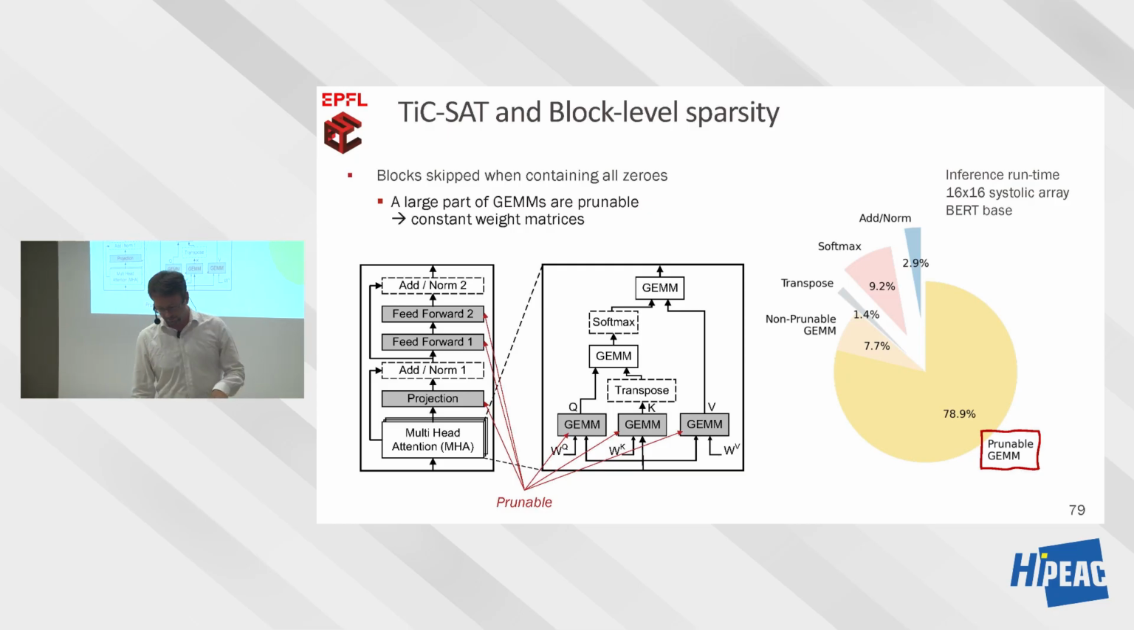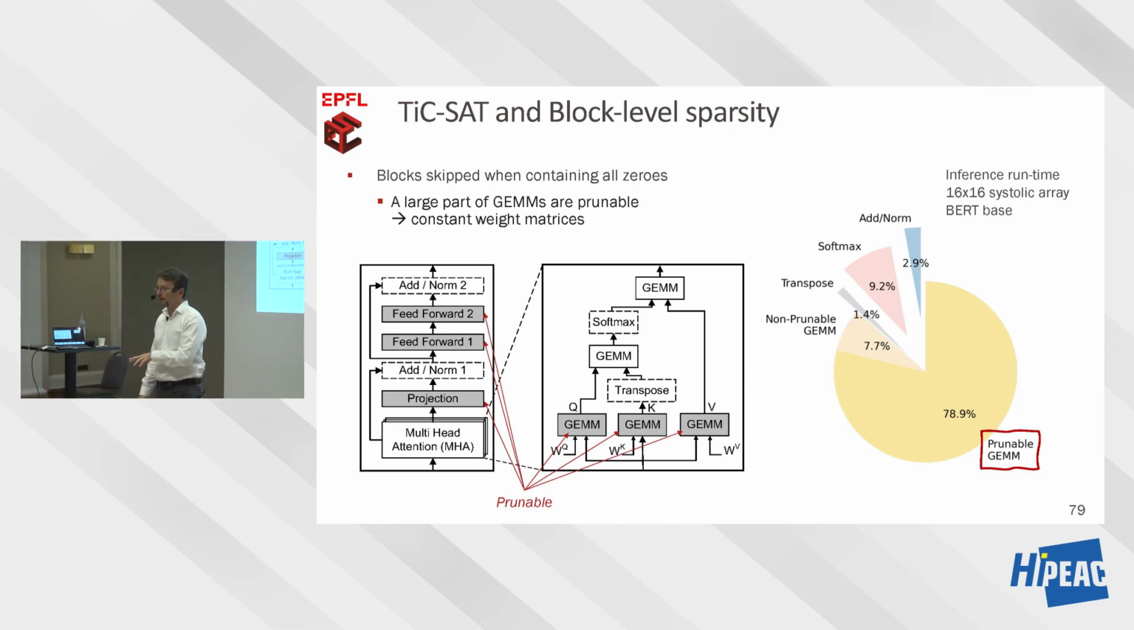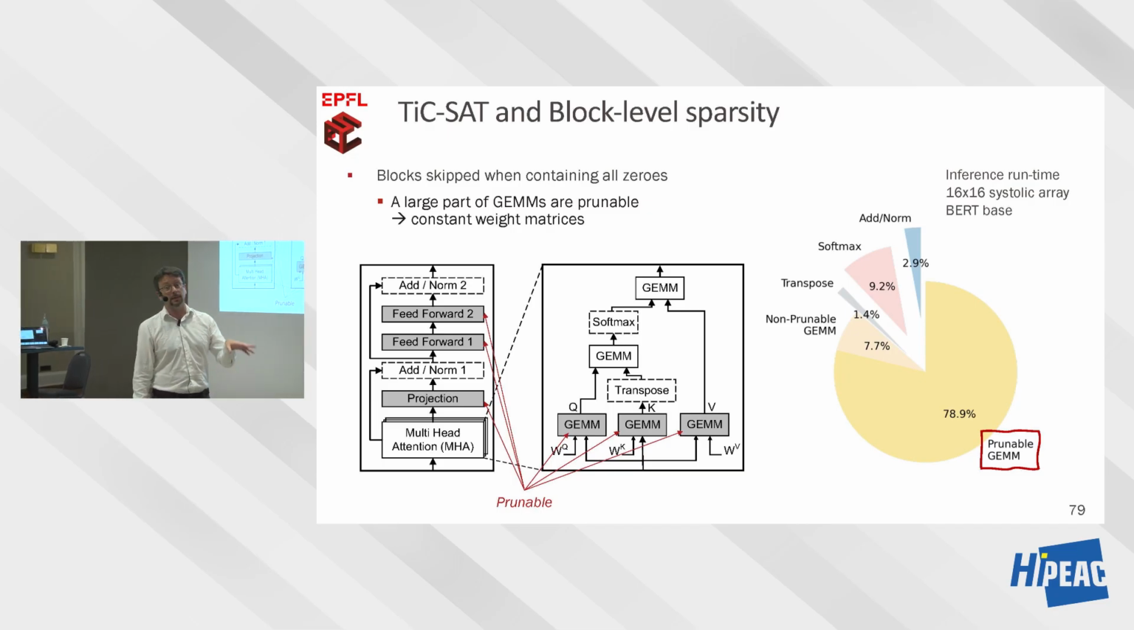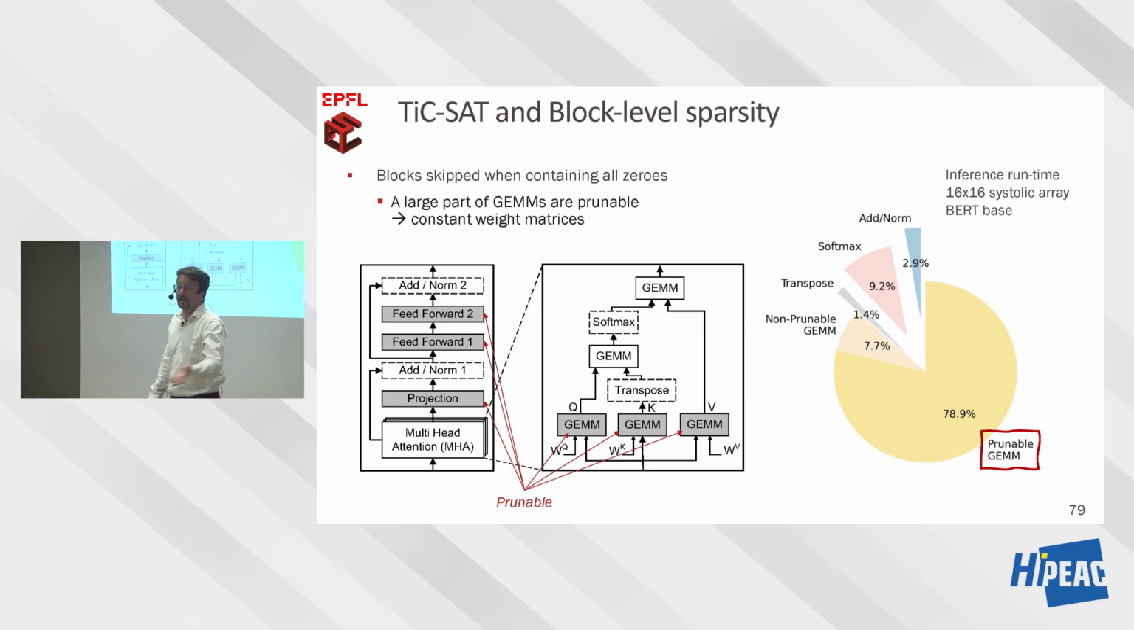So if we have a weight stationary systolic array in which we have to program tiles, and these models are deeply quantized, then it turns out that quite a few of the tiles can be all zeros. And if a tile of weights is all zeros, then you can just skip the computation of the entire stripe of inputs because you're just multiplying by zero.